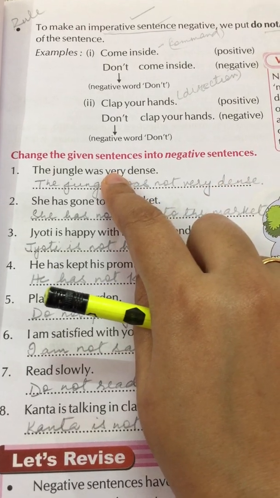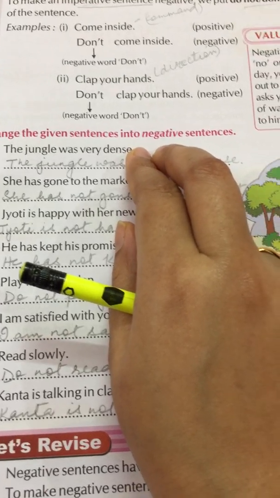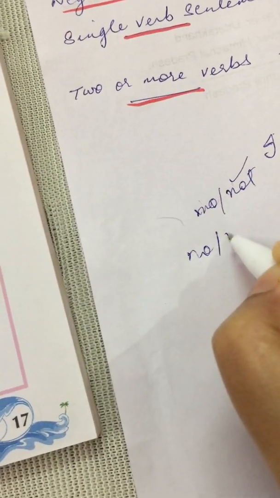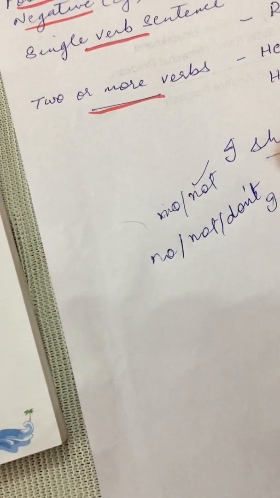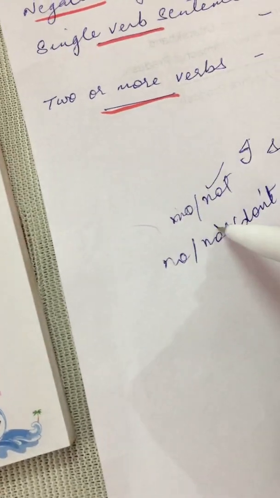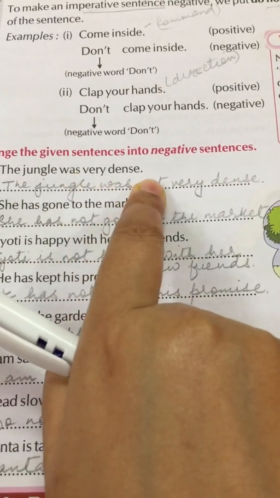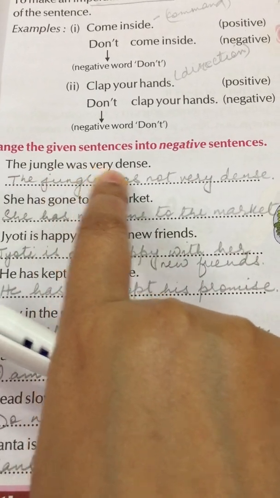Where will we put the negative word? And what will it be? No, not, or don't. Tell me, which negative word will we choose to make this sentence a negative one? We will choose the negative word not. The jungle was not very dense.